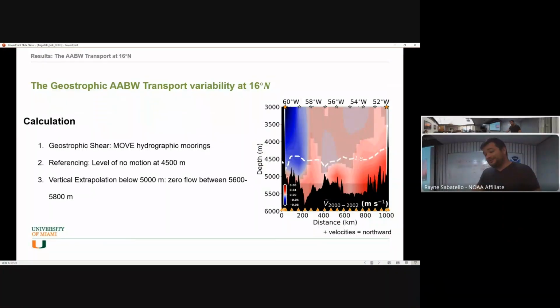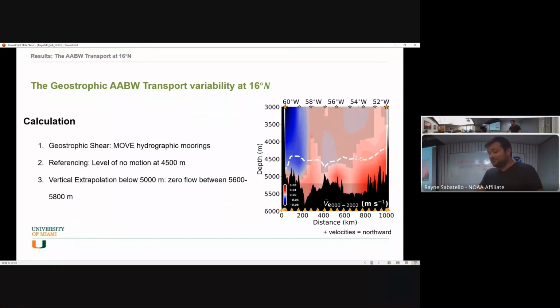And the third step that is also critical, but not too much, is the vertical extrapolation below 5,000, because the MOVE moorings do not measure anything below that level. All right. So we have to use the velocity measurements from MOVE and other sources of data to try to verify how impactful these extrapolation methods that we use are. We used a couple of different things. I'll be happy to go through that after the talk, or if you're curious about it.